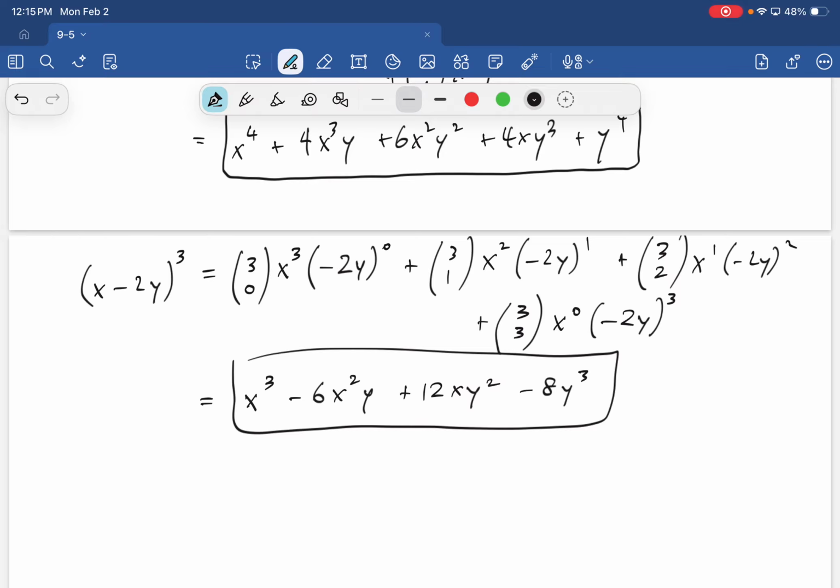Because 5 choose 5 is 1, and x to the 0 is 1. Wait, wouldn't it just be y to the 5th? Oh yeah, you have it, sorry. Then this one would just be +1. Yeah, so you're missing the 1. Okay, thank you.